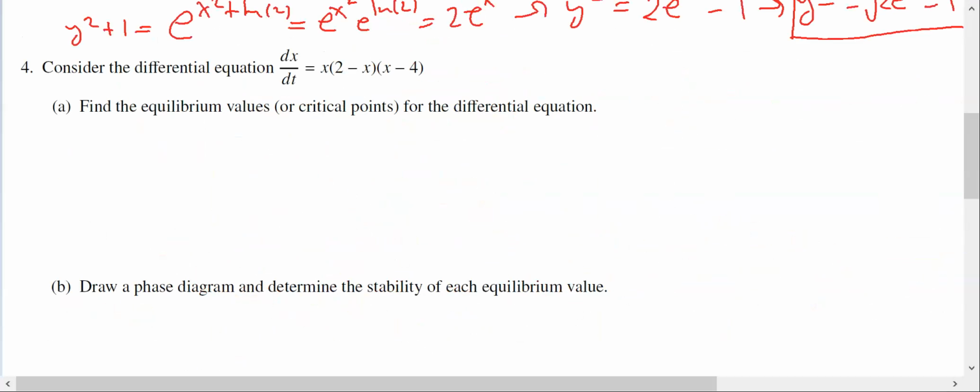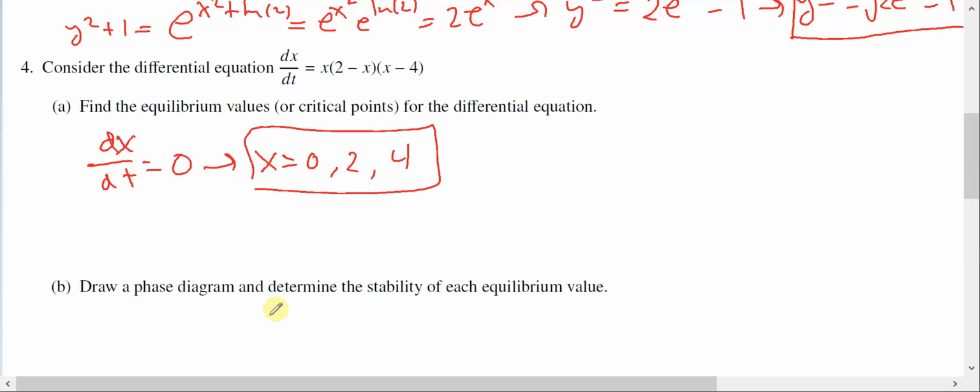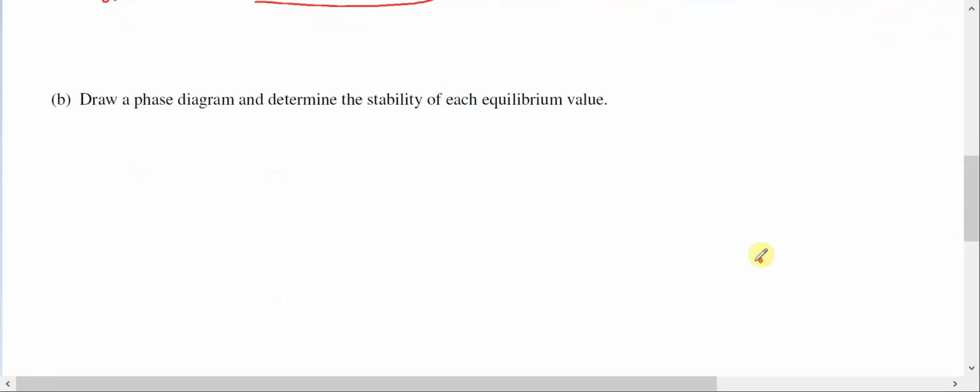Number 4, we've got this differential equation and we want to find the equilibrium values, also called the critical points. We know all we need to do there is set dx/dt equal to 0, and what we'll get is x equals 0, 2, and 4. So there are your critical points. And then we want to draw a phase diagram to determine the stability of each of these equilibrium values.